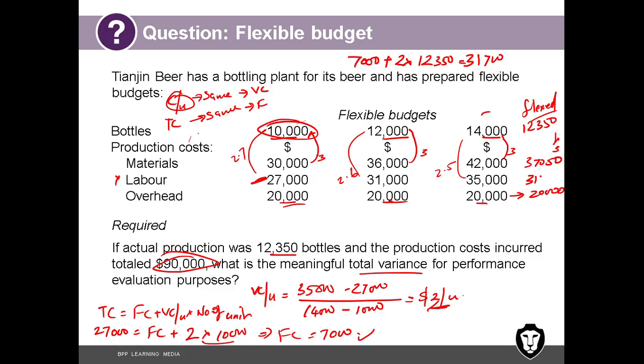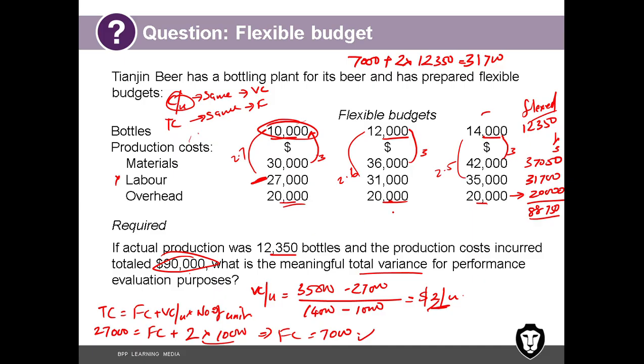That 31,700 has to be added here. Now you can add all of them together. 37, 31, 68 plus 20, 88,750 is the total I am getting. And they say the total cost is 90.